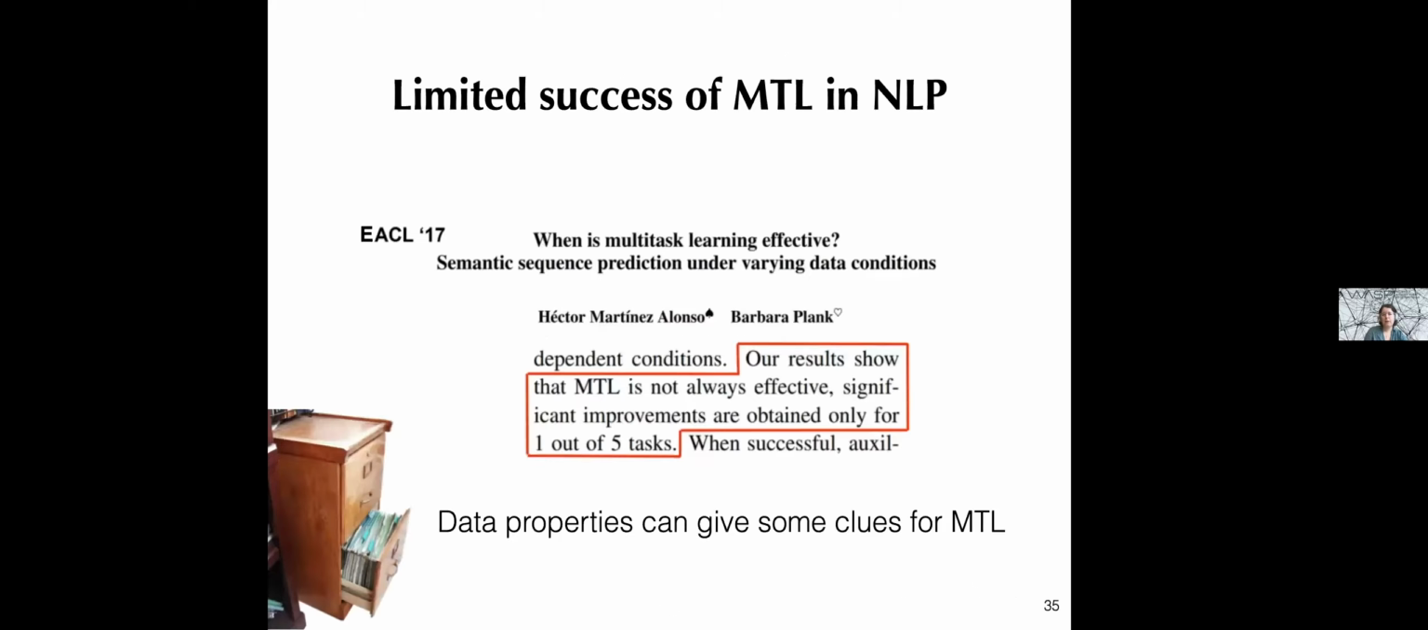However, we have also seen in NLP that it's not always the case that multitask learning helps. We have done a study relating MTL to data properties, seeing first of all that it wasn't always working, and that we can find a little bit of information in the distribution shape of the auxiliary task to guide us on finding whether it works or not.